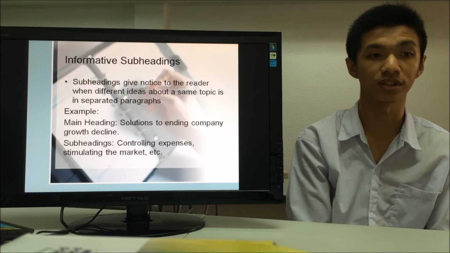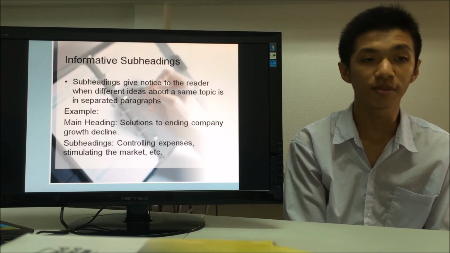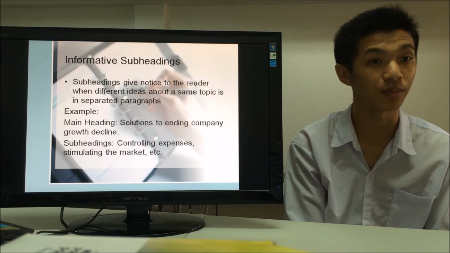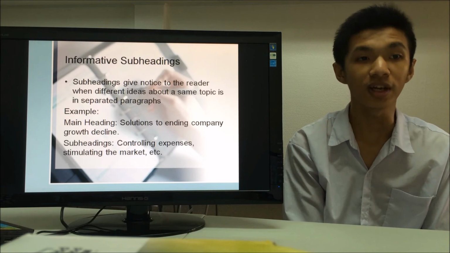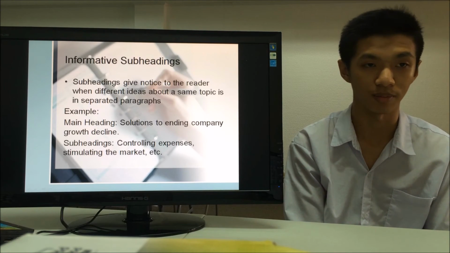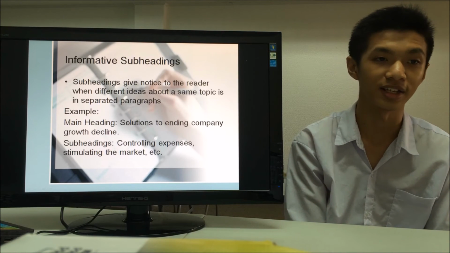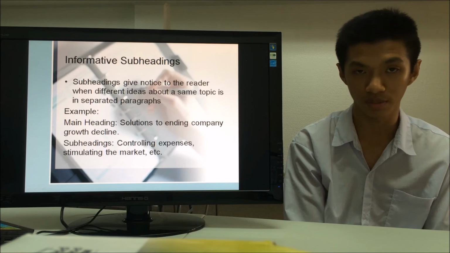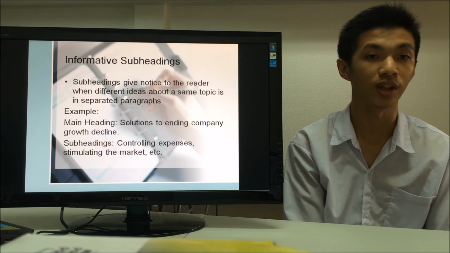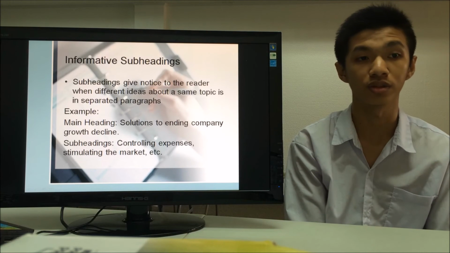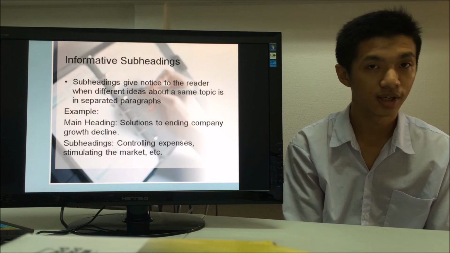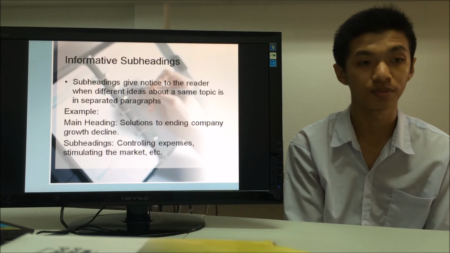Next, we also have informative subheadings. Informative subheadings give notice to the reader, as you may notice in many examples in your textbook, of different ideas about the same topic that are separated in separate paragraphs. For example, if the main heading is Solutions to Ending Company Growth Decline, there may be subheadings with different parts of the paragraph, all related to solutions to ending the company growth decline, which may be controlling expenses, stimulating the market, or others.